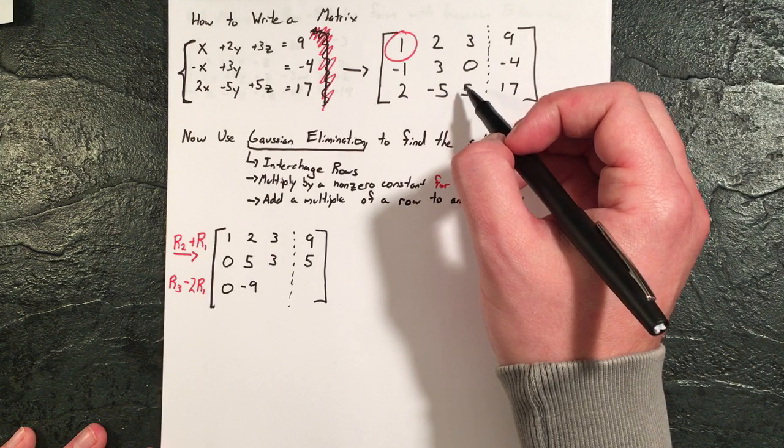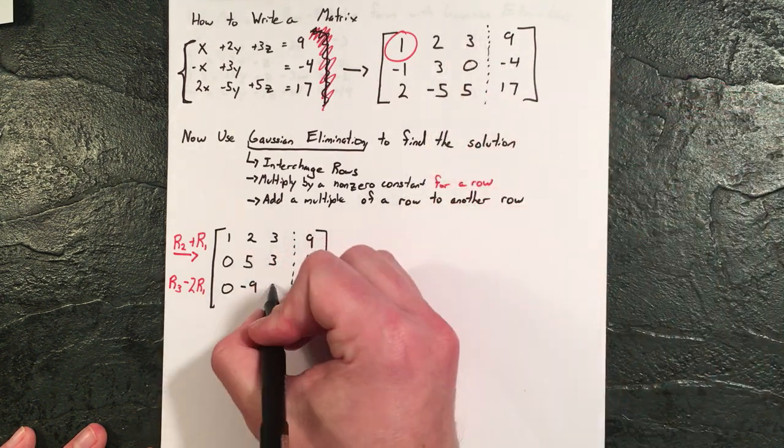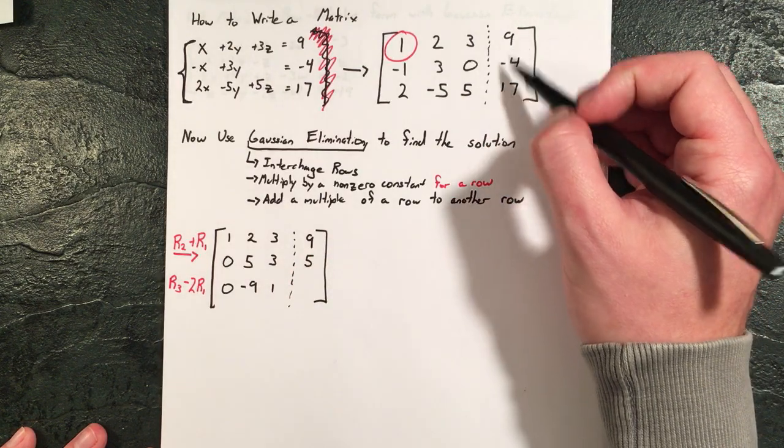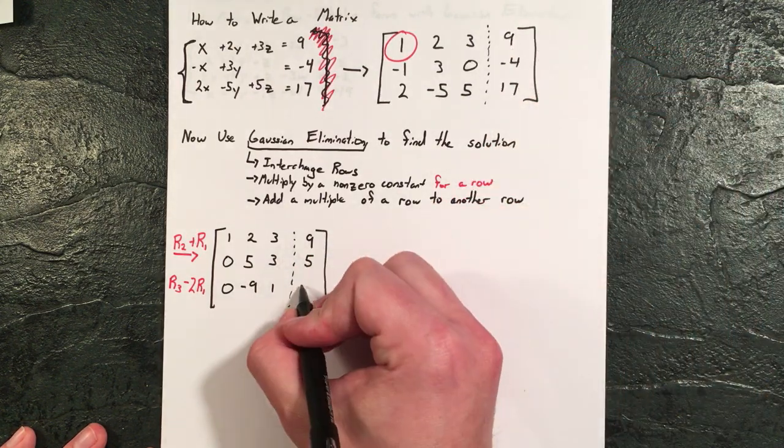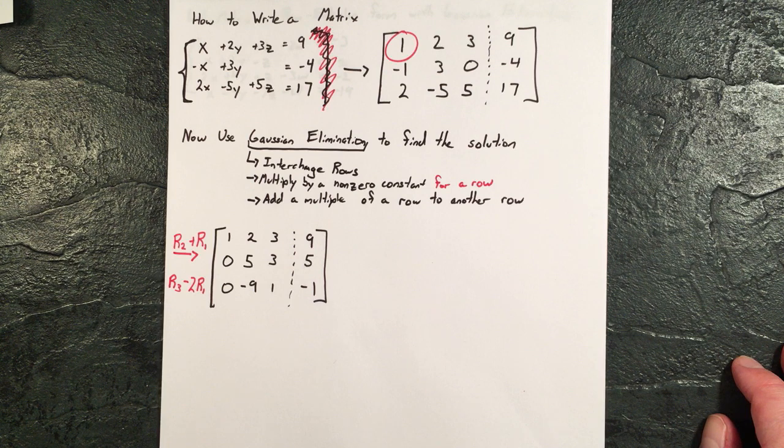What do we have next? 5 minus 6 gets us 1, and 17 minus 18 gets us -1. Did I do something wrong here? I think I wrote the whole thing wrong initially, but that's okay. We're going to keep going on. Is this okay? Did I botch this already?